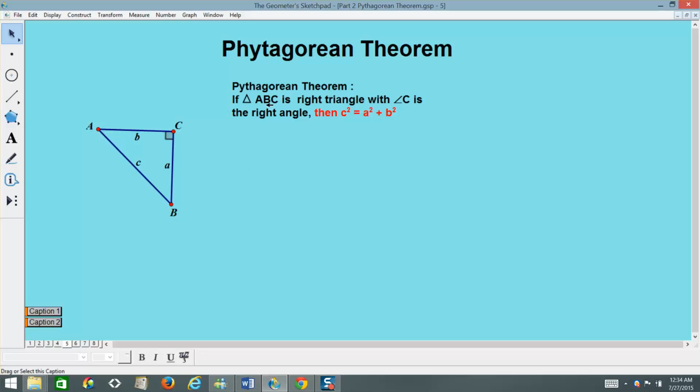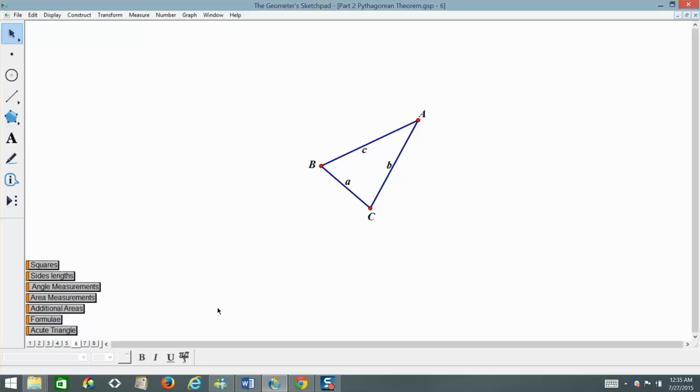From this statement, we can make the converse of the Pythagorean theorem. This is the converse. In triangle ABC, if c squared is equal to a squared plus b squared, then this triangle is a right triangle with angle C as the right angle. This is the Pythagorean theorem, and this is its converse. Next, look at another triangle. The name is still the same, triangle ABC.